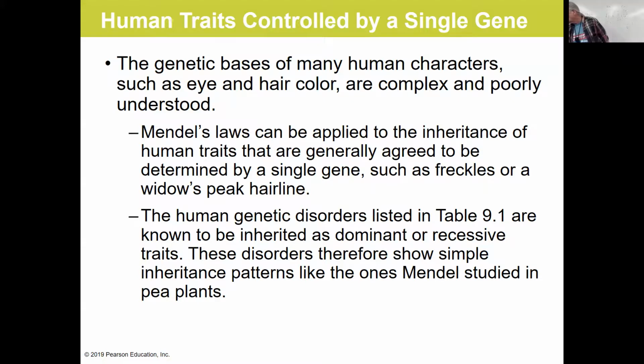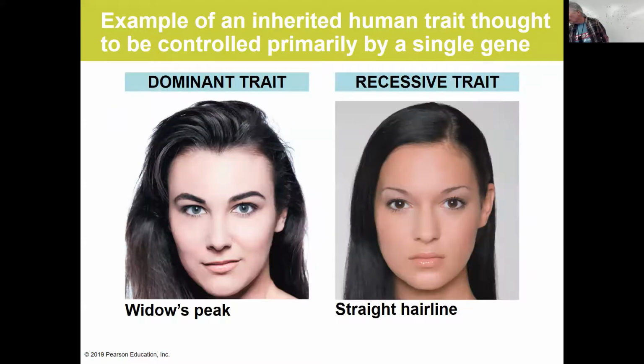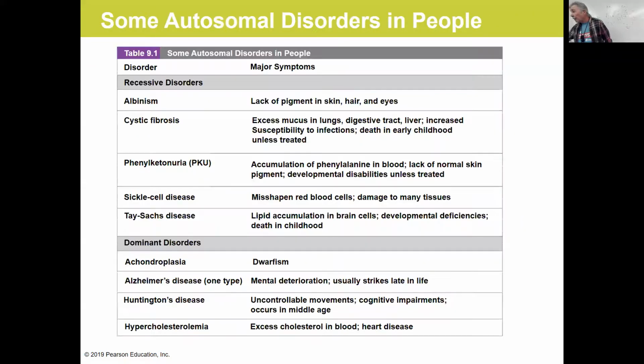Okay. So the human genetic disorders listed in Table 9.1 are noted to be inherited as dominant or recessive traits. These disorders therefore show simple inheritance patterns like the one Mendel studied with pea plants. Like widow's peak or straight hairline, dominant trait, recessive trait. And all of these disorders: albinism, cystic fibrosis, phenylketonuria, sickle cell disease, and the worst of the worst, Tay-Sachs.